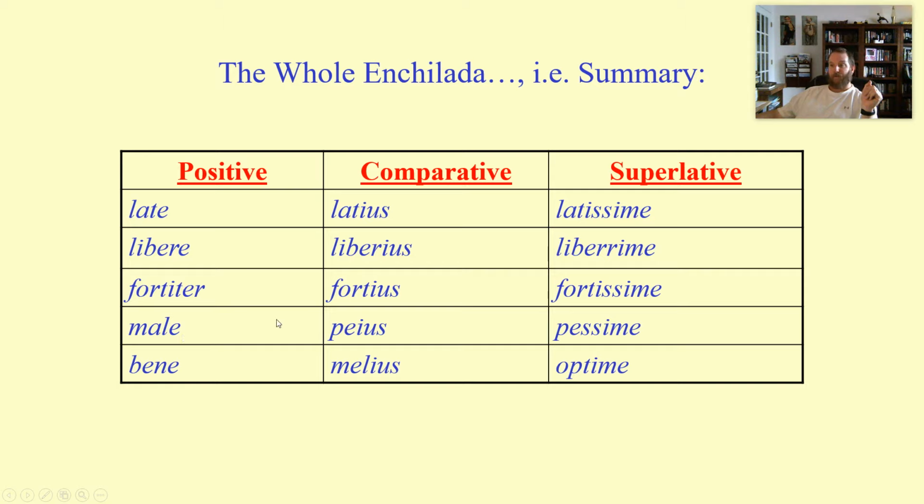And here's some examples of irregular ones. Male, peius, we've seen that last chapter, and then pessime. Now remember, these are adverbs, so they're going to be modifying mostly verbs and sentences rather than adjectives, which modify nouns.